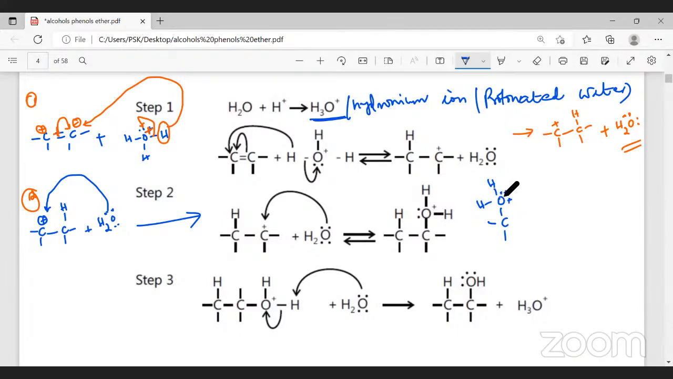Oxygen has two pairs of electrons, and one pair gets bonded. Since the electrons are moving away from oxygen, oxygen gains positive character. Another pair of electrons remains as such. And then you have C, single bond H, and the double bond is already existing. Did you follow the second step of the reaction?